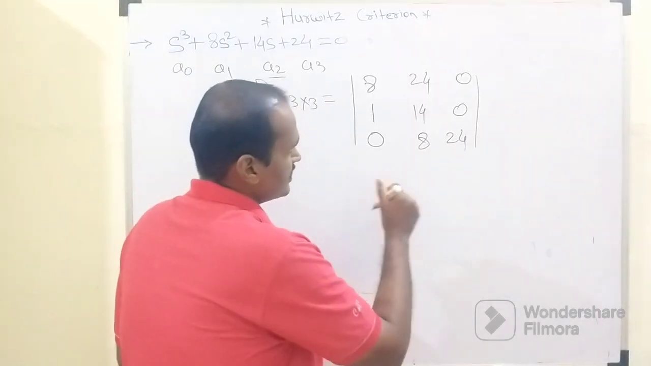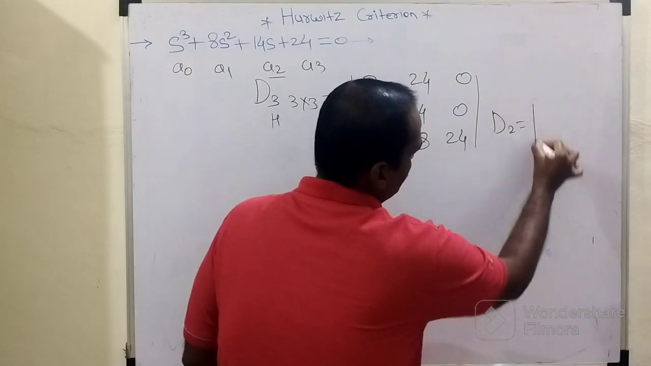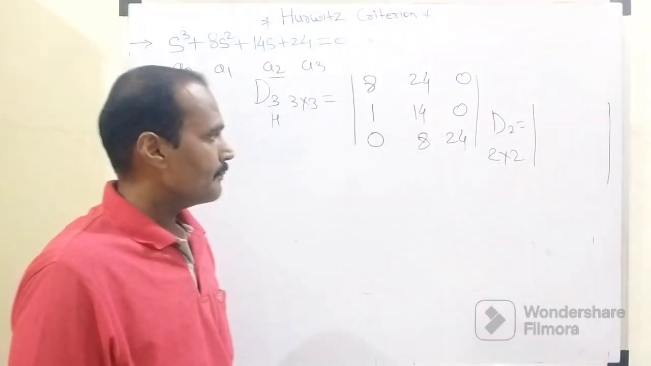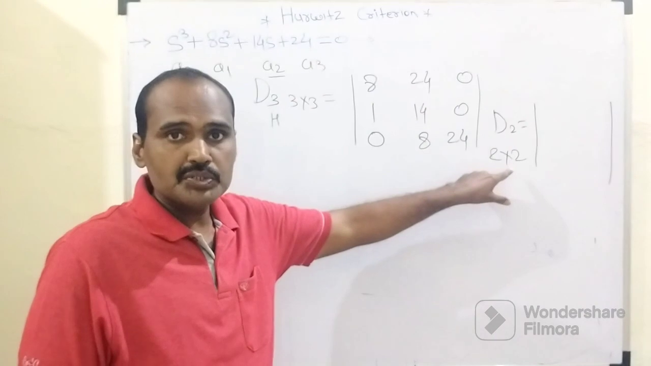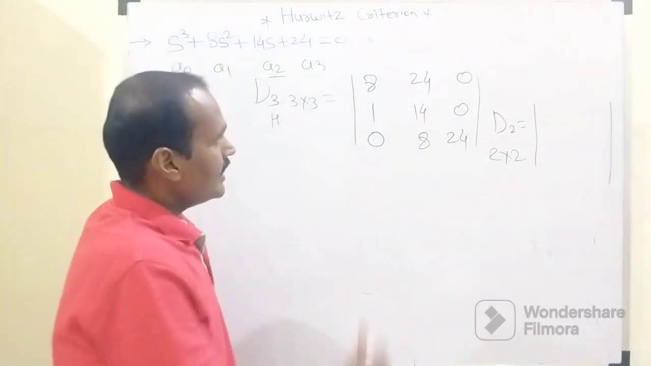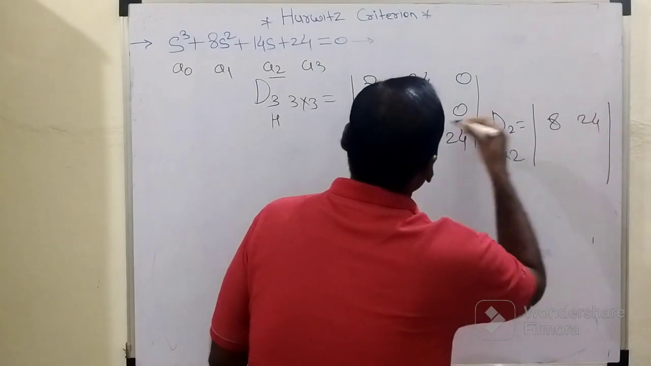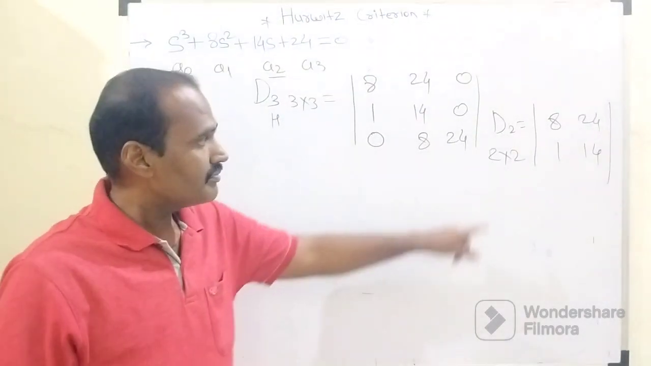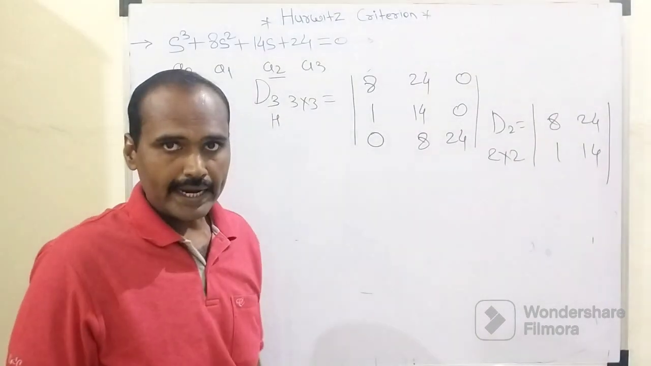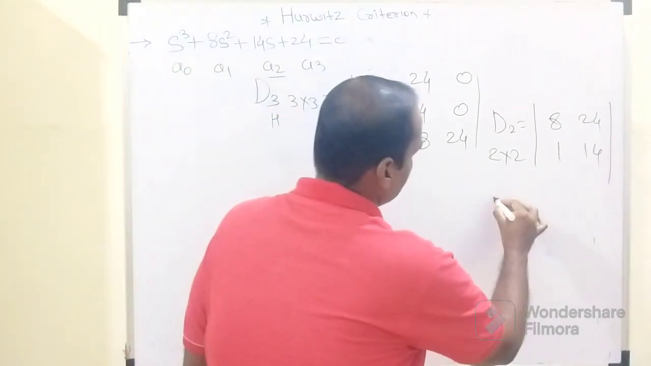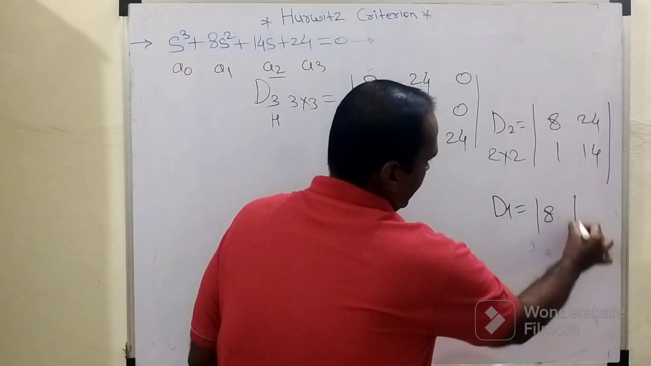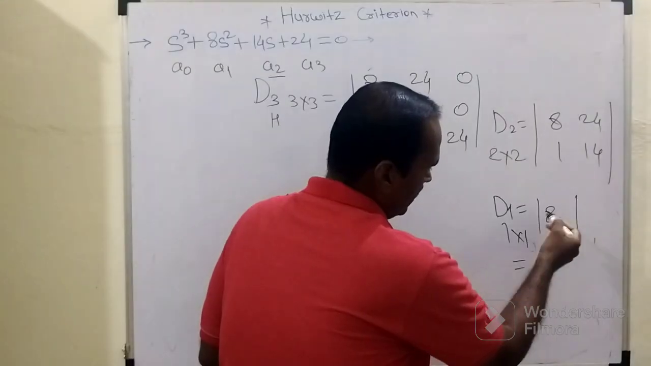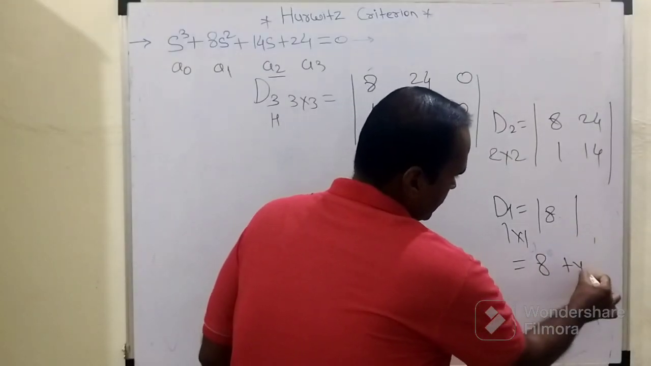Then from this subdeterminant D3 we need to declare D2, which consists of 2 rows and 2 columns, subdeterminant number 2. The elements are 8, 24, then 1 and 14. These 4 elements we consider for the second determinant. As far as the first subdeterminant D1 is concerned, the first element itself is D1, which consists of 1 row and 1 column. So the value exhibited by D1 will be 8.